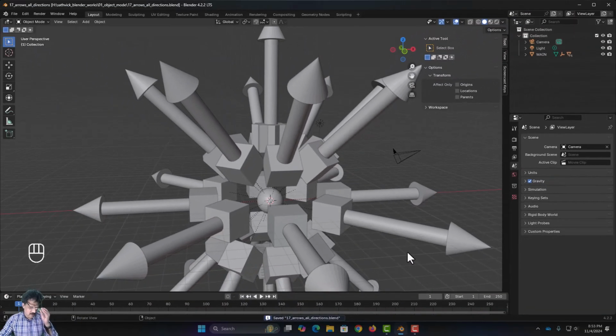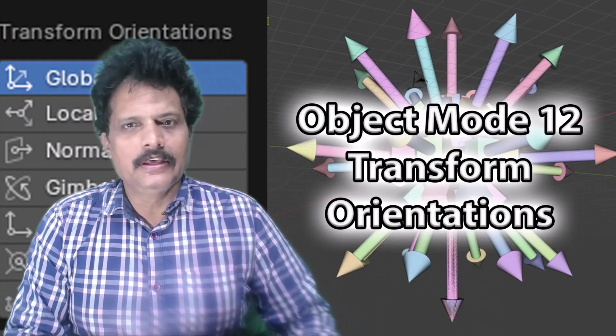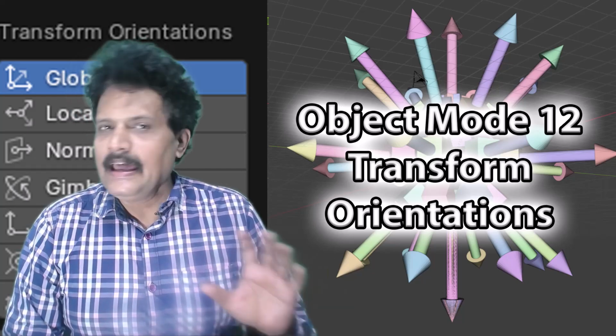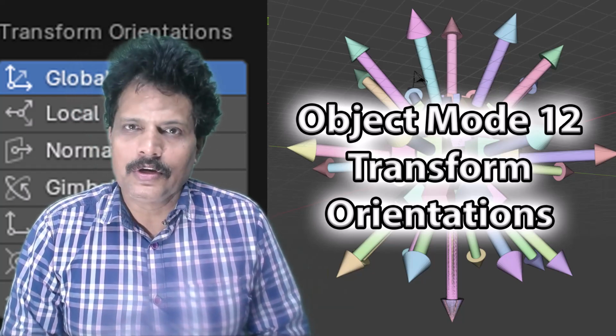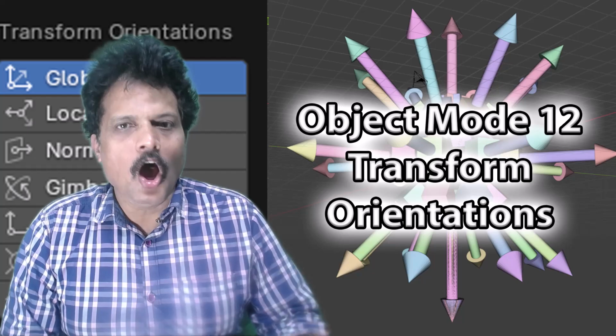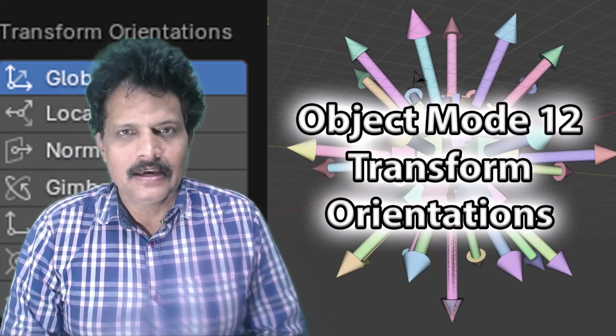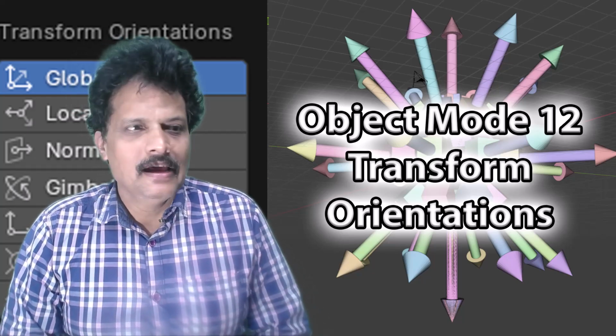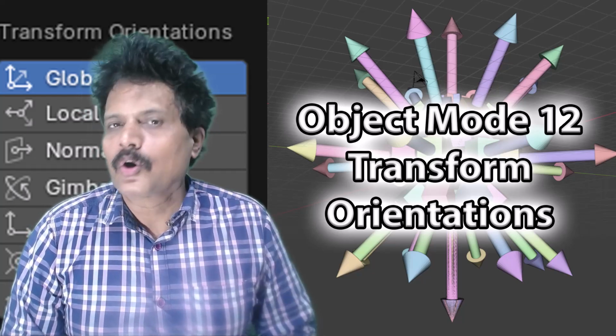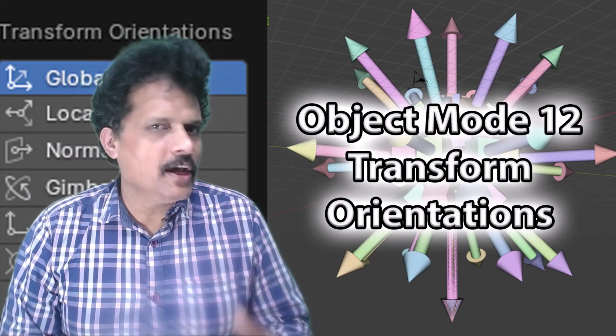So, with this we are going to conclude this session, and in our next session we are going to discuss one last orientation, that is the custom orientation, and we are mainly going to concentrate on Euler rotations.